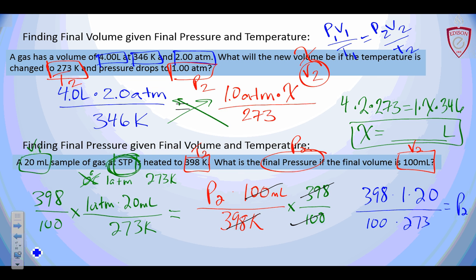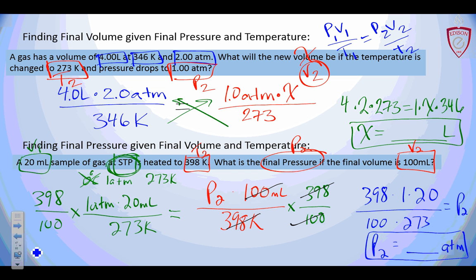And we saw pressure as atmospheres in our original. Our final answer will be P2 equals blank atmospheres. And you guys are going to plug and chug that. And here's the trick. Ready?